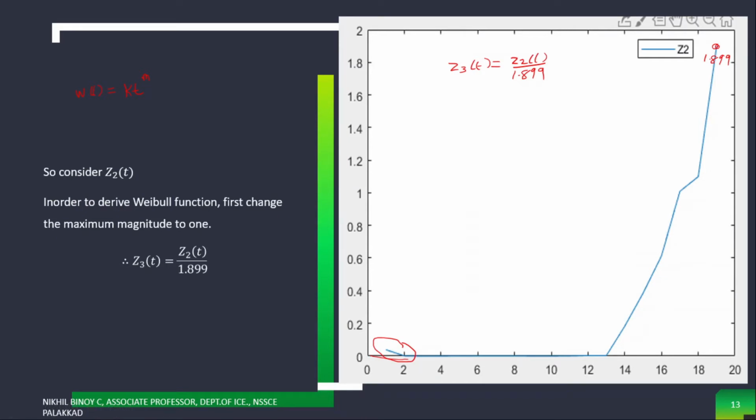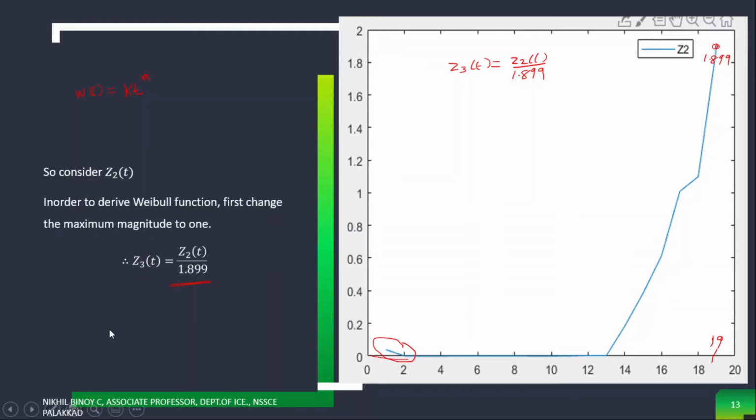So we are going to normalize the magnitude. All values are divided by 1.899. So that is Z3 of t. We are going to change the maximum magnitude to 1. That is the first step we have to do. Now what we have to do? We have to convert time also. Here the largest time is 90. Please note, Z3 of t has a maximum magnitude of 1, not Z2.